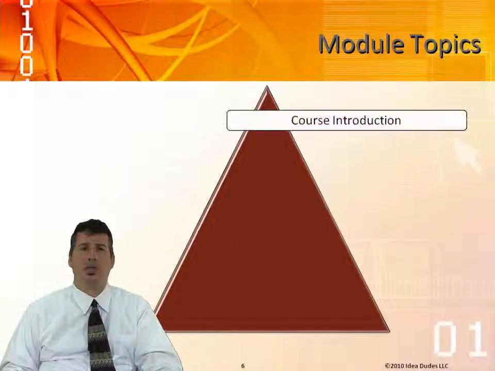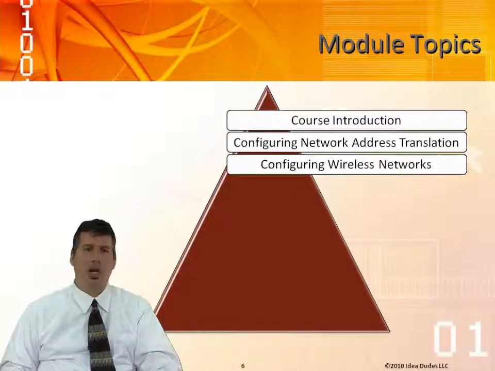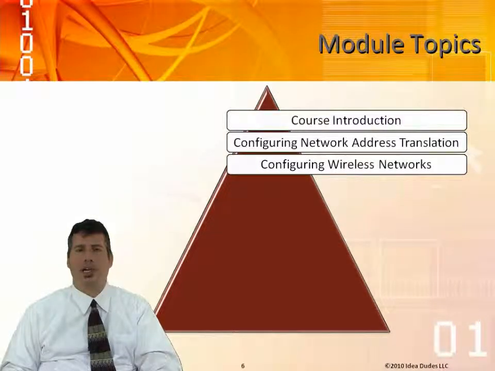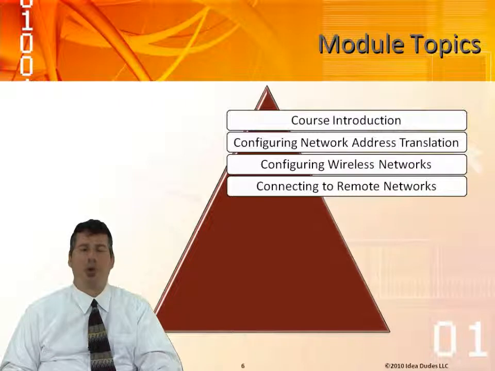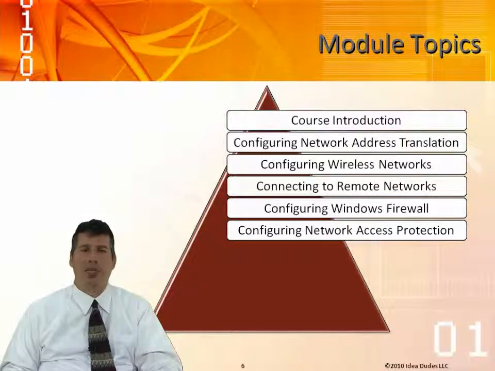The different topics we're going to be covering within this course include configuring network address translation, where with a NAT server we're just redirecting traffic to a certain server. Configuring wireless networks, we'll also be talking about. Connecting to remote networks, configuring the Windows Firewall. We'll be looking at network access protection. We'll describe it, show you how easy it is to implement, and how powerful it is throughout our environment.